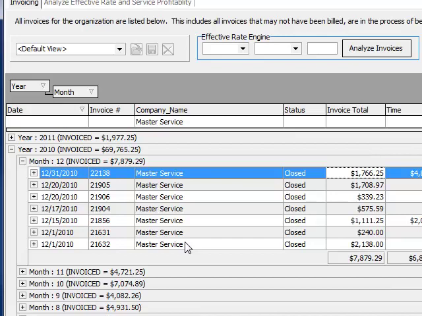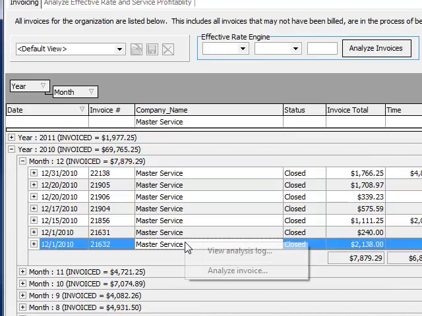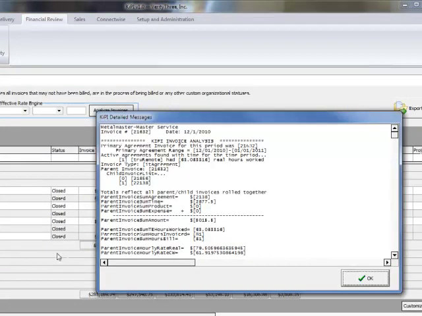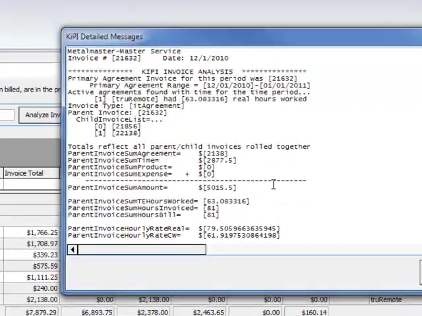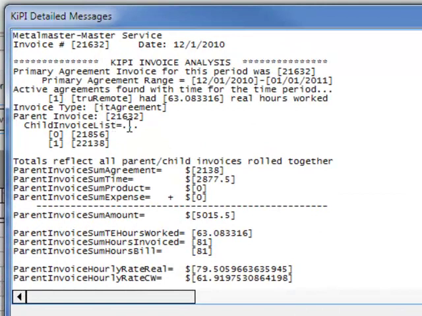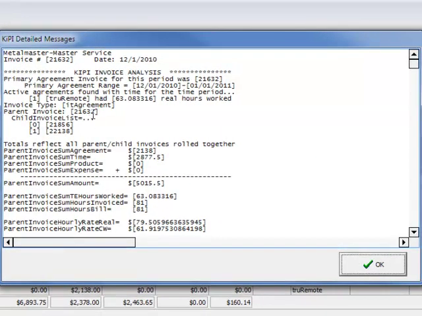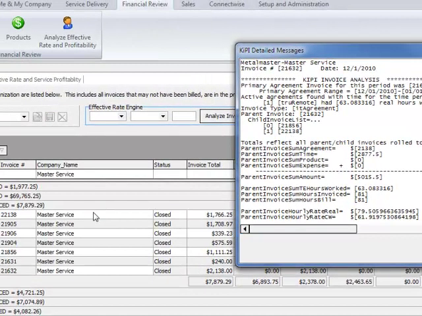When you want to generate an invoice for a single entity, you can right-click on any of the invoices and select Analyze Invoice. That starts up the invoice analysis engine for Master Service and is taking a quick look at this one invoice and telling us some very key information. So when we look at this screen here, we can see that invoice 21632 is considered the parent invoice. It then discovered that invoice 21856 right here for $1,111 and 22138 right up here for $1,766 are 2 additional invoices associated with this agreement.